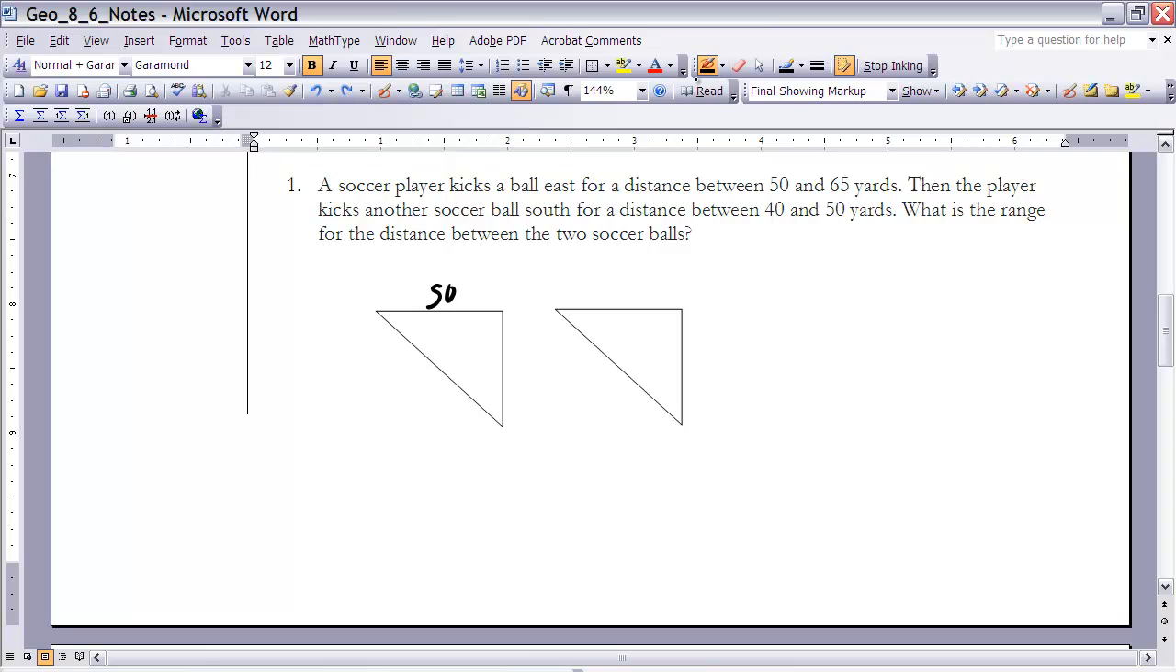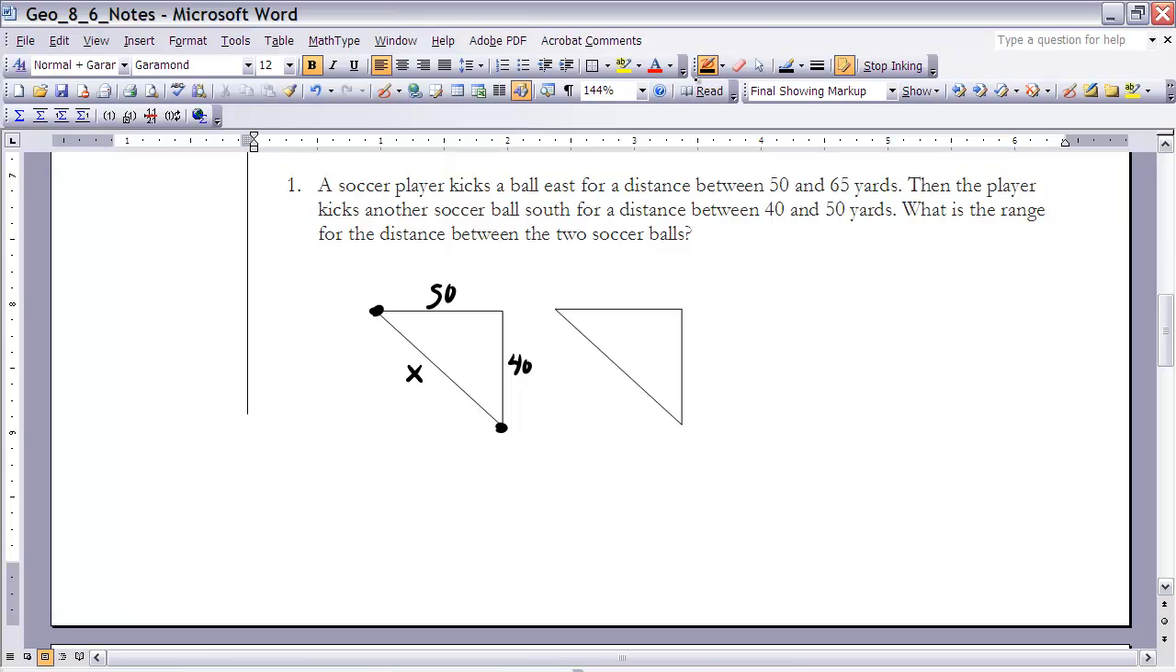And then I'm also going to make this the minimum one. So if this is 50, then he kicked it south 40. Okay, so we're trying to find, so here's where one ball is, and here's where the other ball is. So I want to find what this distance is.